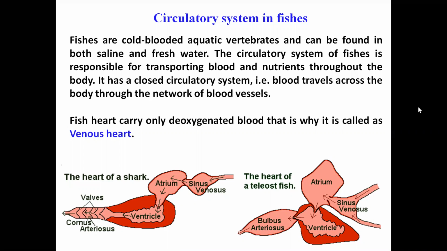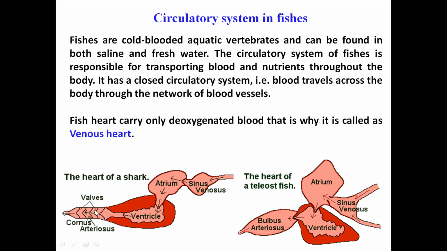Here is the comparison of the heart in elasmobranch and in teleost fish, the cartilaginous fish and the bony fish. Here you can see there are basically four parts of the fish heart: the arteriosus, ventricle, atrium and sinus venosus. As I have told, fish have a two chambered heart, one atrium and one ventricle, but it also has two other parts. One is known as conus arteriosus in elasmobranchs and bulbus arteriosus in teleost fishes, and the other is the sinus venosus.